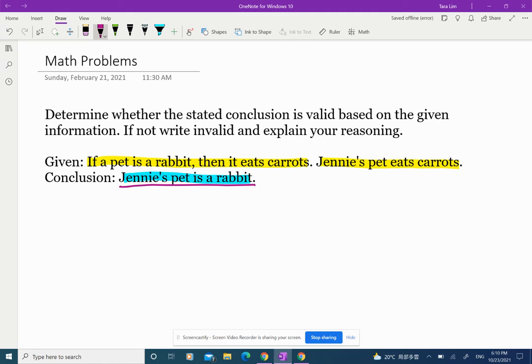So, let's see. Pause the video if you want to think about the answer. The answer is it is invalid. The reason for it is because in deductive reasoning, you don't just rely on the information. You also have to use your common sense. So it says that Jenny's pet eats carrots, and Jenny's pet is a rabbit. Now, can you think of any other animal that does eat carrots as well, but it's not a rabbit?